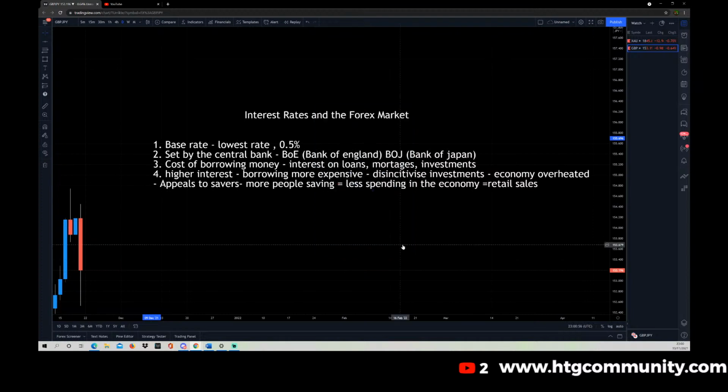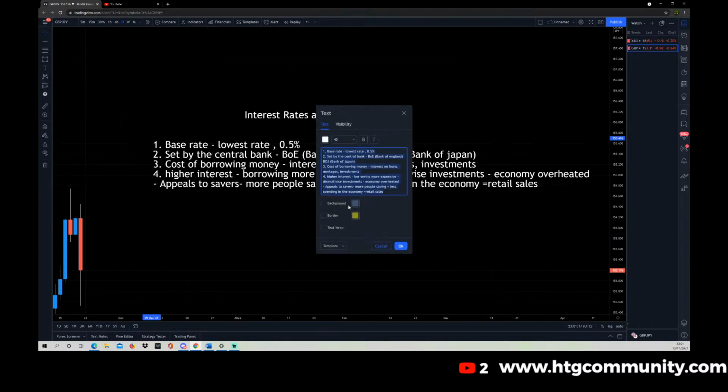Wicked. So higher interest, borrowing more expensive, disincentivizes investments. Economy would then be overheated, let's say, and it appeals to savers. If it appeals to savers, more people saving, less spending in the economy, that's going to affect your retail sales. So what then is that on the flip side, right? On the flip side, you've got lower interest rate.